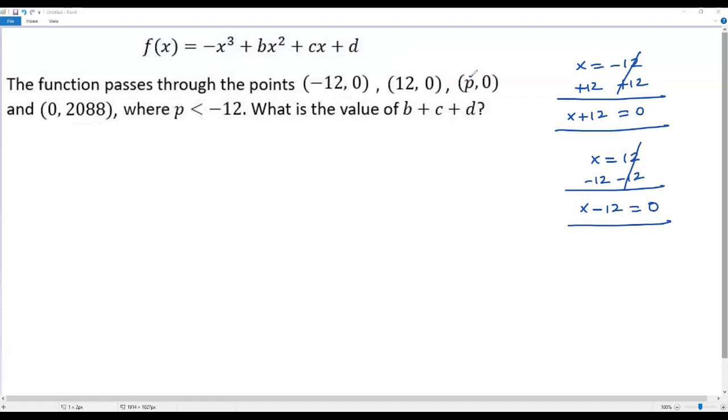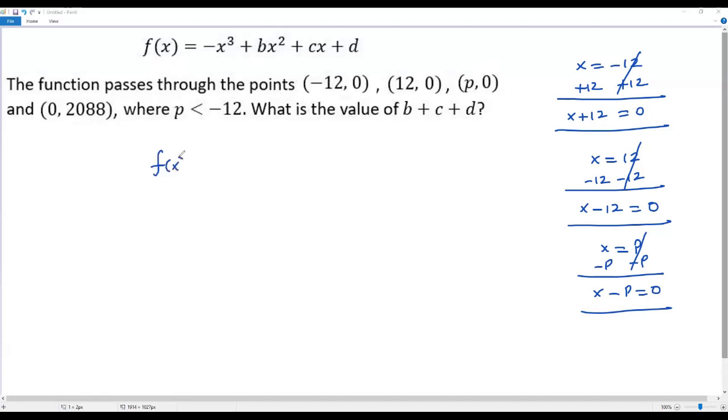Now let me consider the x coordinate of the third x-intercept, that is p. Then we get x equals p. Let me subtract p from both sides. When I do so, this positive p and negative p will cancel out. I'm getting x minus p equals 0. So this is a factor corresponding to this x-intercept. Okay, now I got the three linear factors for the given cubic function.